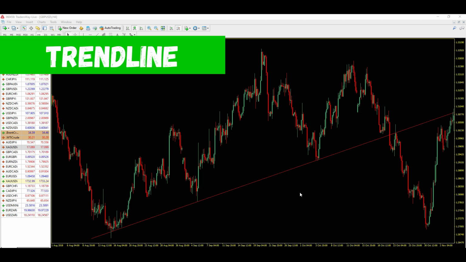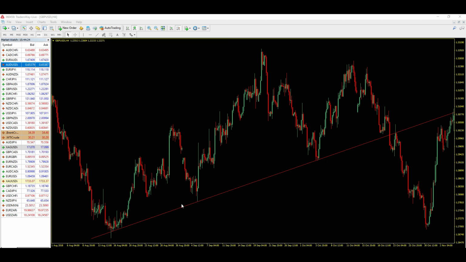Okay, so now I'm going to show you how to trade engulfing patterns using a trend line. As you can see, I've drawn a trend line here, and this indicates to us that price is in an upwards trend, and once price comes back to retest this trend line, you can look for engulfing patterns to take the price back up in the direction of the trend.